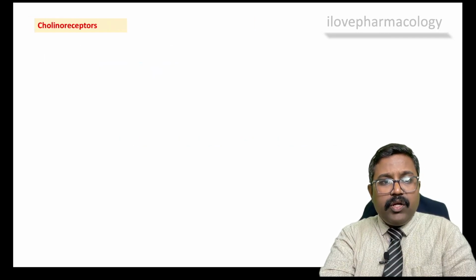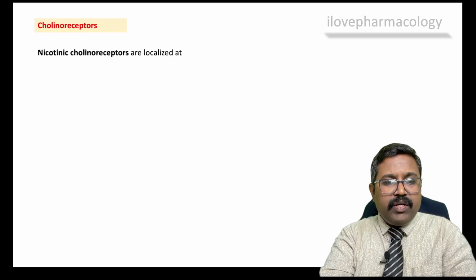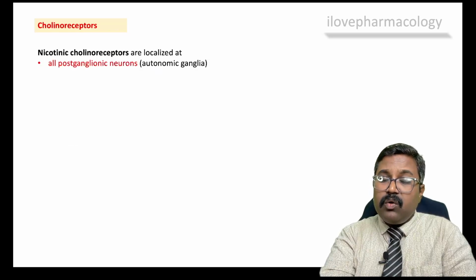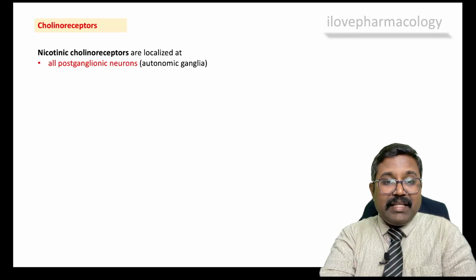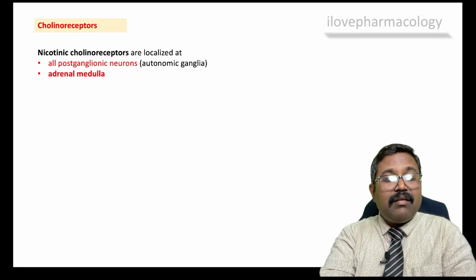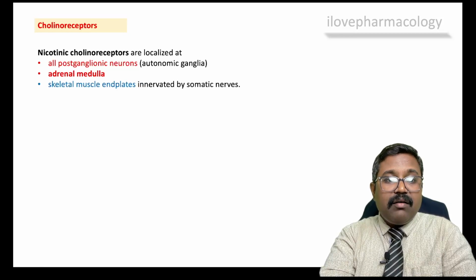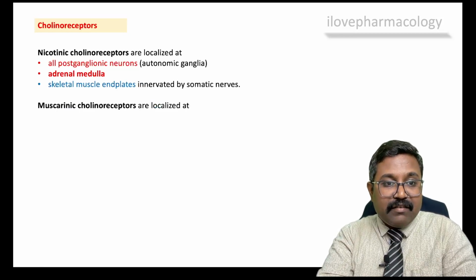Coming to the cholinoceptors. Nicotinic cholinoceptors are localized mainly at all the postganglionic neurons, that is the autonomic ganglia, as well as the adrenal medulla, and also in the skeletal muscle end plates which are innervated by somatic nerves.